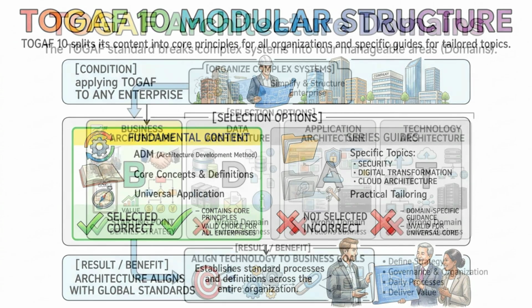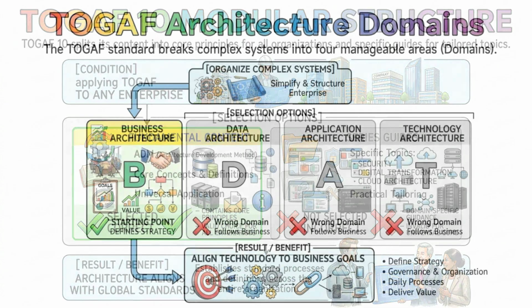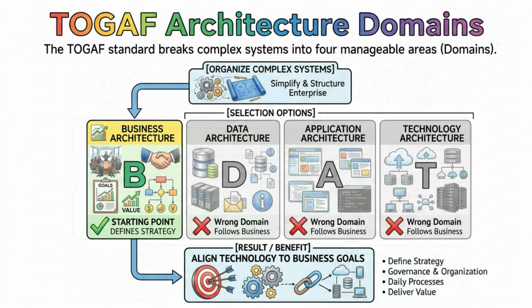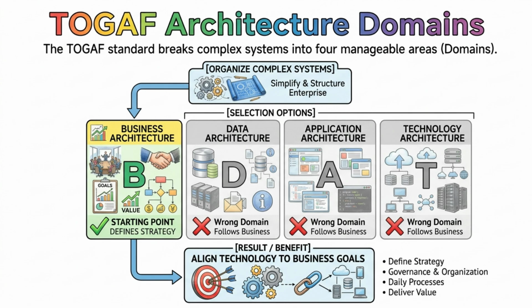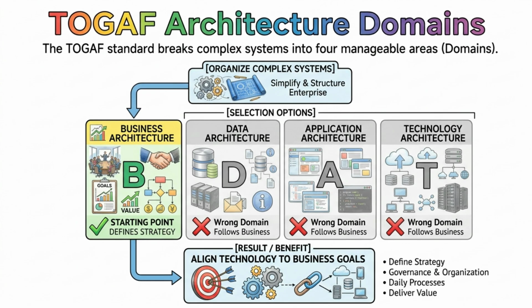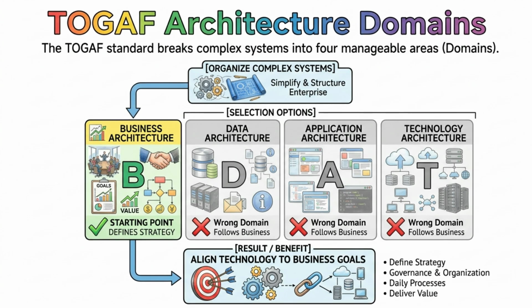To organize complex systems, the TOGAF standard divides architecture into 4 primary domains, often remembered by the acronym BDAT. The first domain is business architecture, which defines the business strategy, governance, organization, and key business processes within the company. It clarifies how an organization operates day-to-day to deliver value to its customers. Exam scenarios usually highlight business architecture as the starting point for aligning technology investments with business goals.